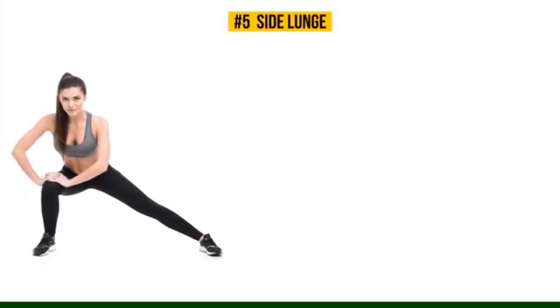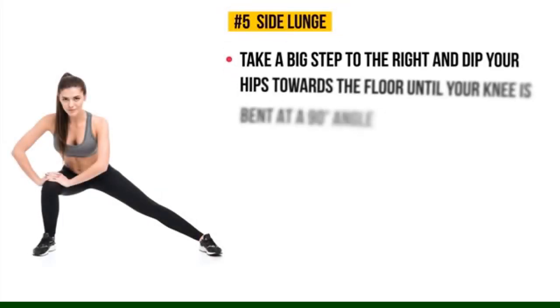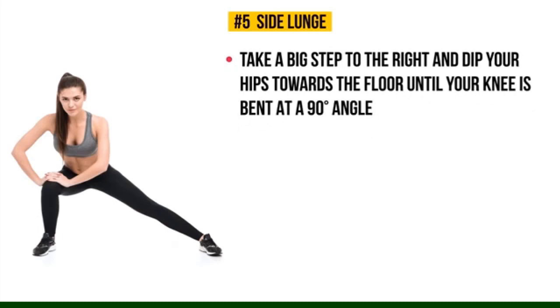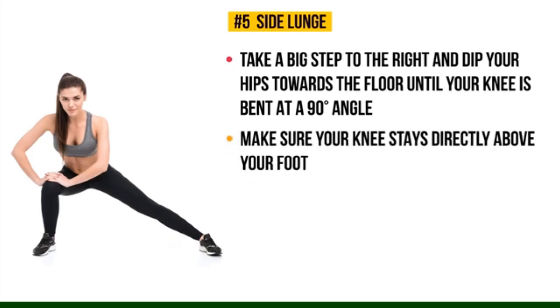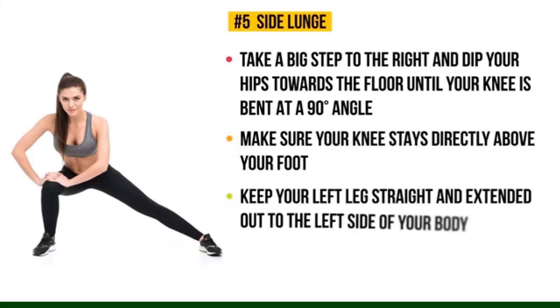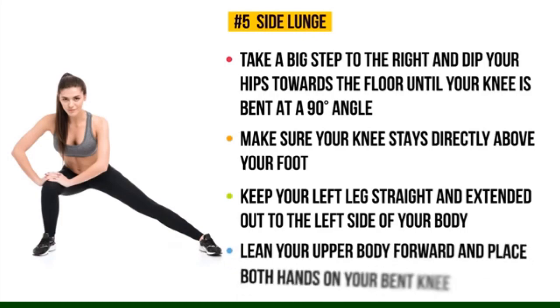From a standing position, take a big step to the right and dip your hips towards the floor until your knee is bent at a 90-degree angle. Make sure your knee stays directly above your foot. Keep your left leg straight and extended out to the left side of your body with your foot flat on the floor. Now, lean your upper body forward and place both hands on your bent knee.